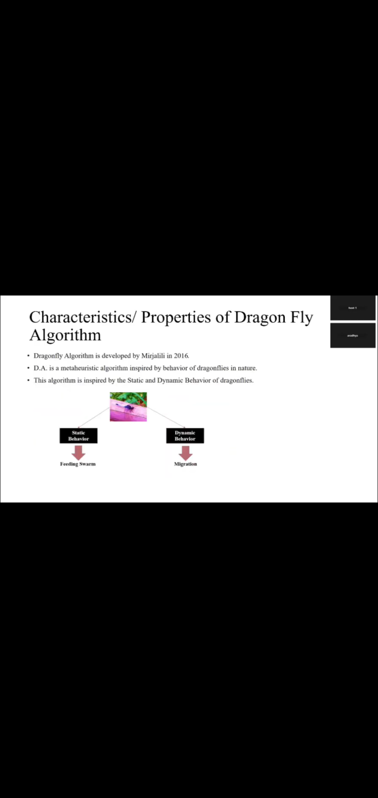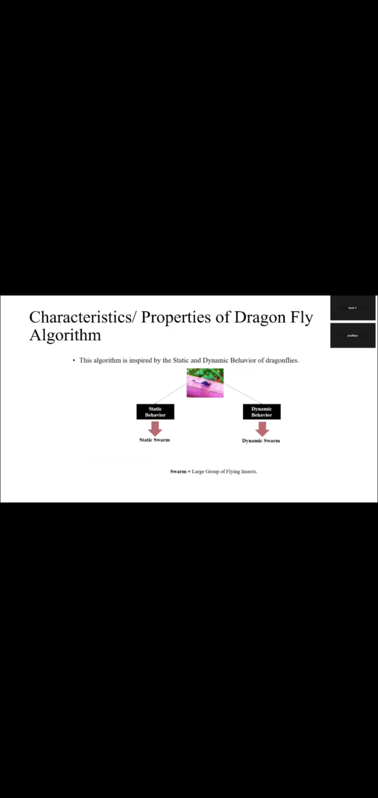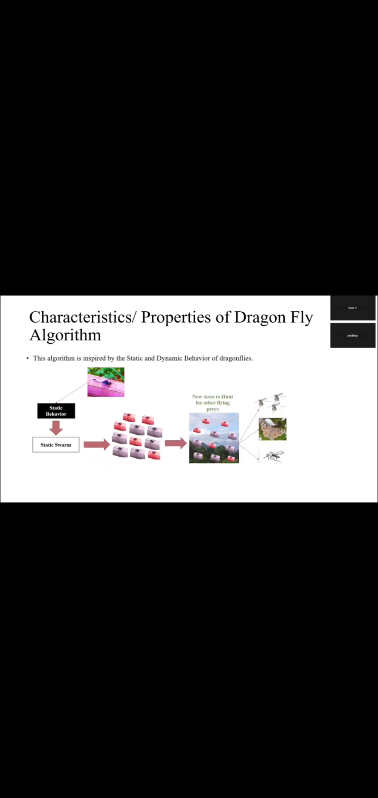In the Dragonfly algorithm, as I already told, it's a metaheuristic algorithm. It is inspired by the static and dynamic behavior of dragonflies. In static behavior, feeding swarm is the concept, and in dynamic behavior, migration is the concept. In a static swarm, dragonflies make small groups, move in a particular direction, and search for their food, like mosquitoes and small insects.